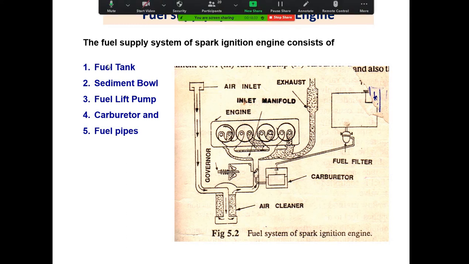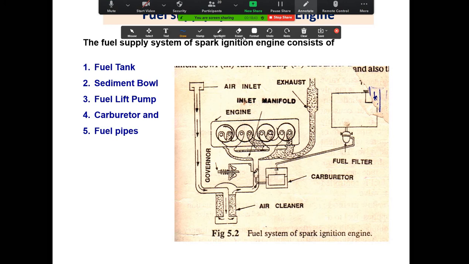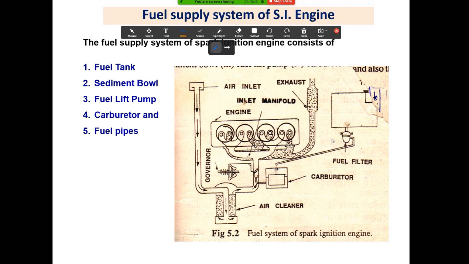This is the fuel supply system of the SI engine. It consists of the fuel tank. You can see here the fuel tank, then sediment bowl. This is the sediment bowl below the fuel tank. What is the function of the sediment bowl? Fuel tank, it stores the fuel. Sediment bowl, it removes the coarse material from the fuel.